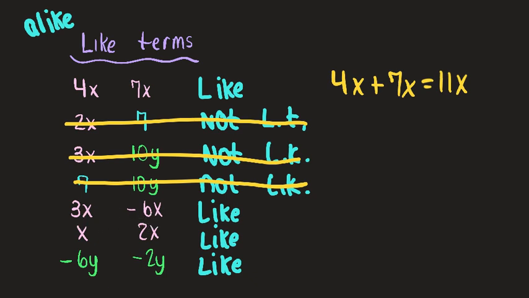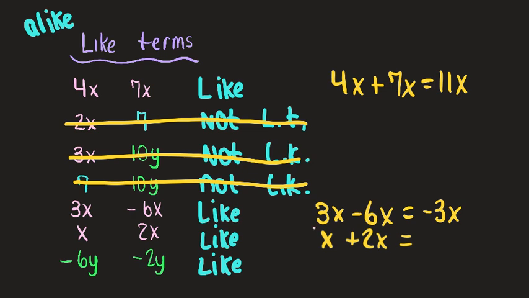They are like terms. 3x minus 6x. 3 apples minus 6 apples would be negative 3 apples. 3 minus 6, and then I stick the letter when I'm done. x and 2x, I can add those. x plus 2x. Remember I said there was a hidden 1. 1 plus 2 equals 3. The answer would be 3 x's.